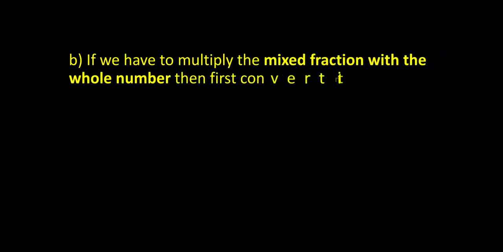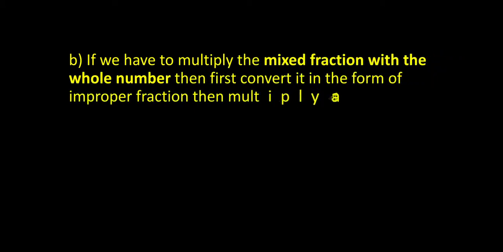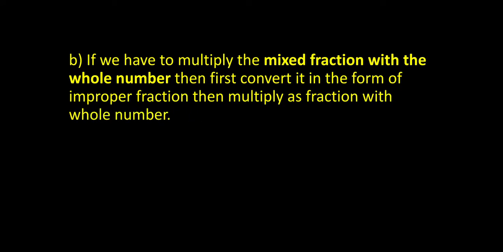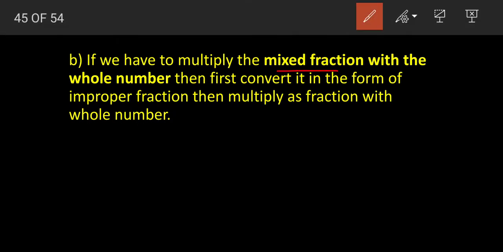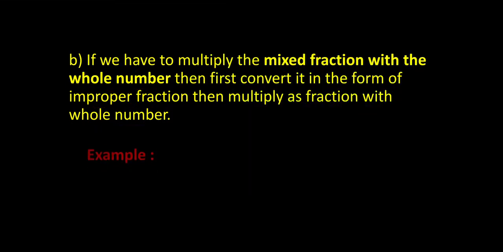Come to the second case. If we have to multiply a mixed fraction with a whole number, then first convert it into an improper fraction, then multiply as fraction with whole number. So while we are multiplying a mixed fraction with a whole number, we have to convert the mixed fraction to an improper fraction. After that, we multiply them as fraction with whole number. Clear? So here is an example.